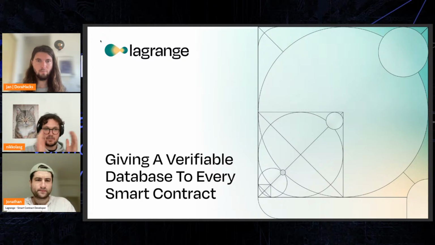From this moment onwards, the Lagrange network is going to look at every block. It's going to look at all the variables of this smart contract that it's interested in indexing, and it's going to put them in our own database. We're going to do this repeatedly at every block.